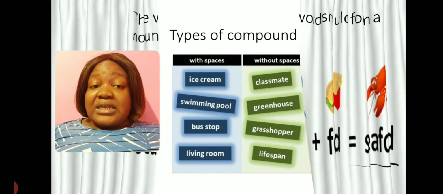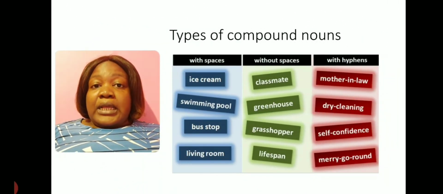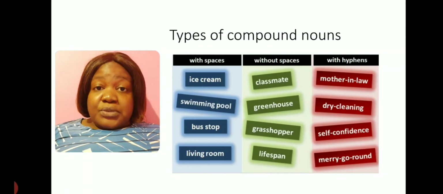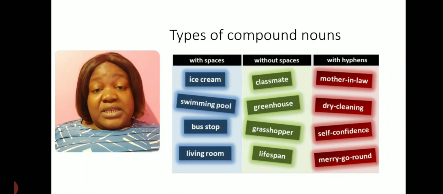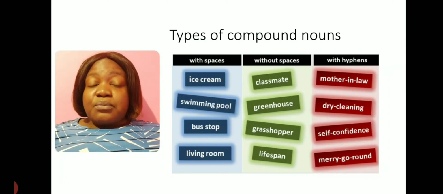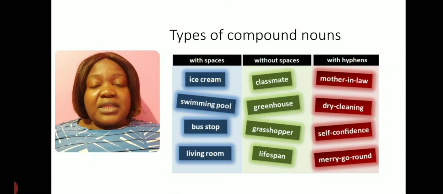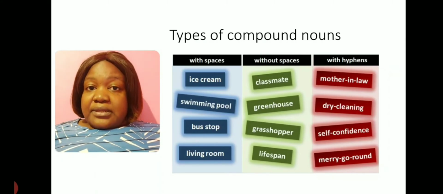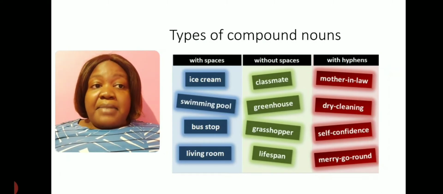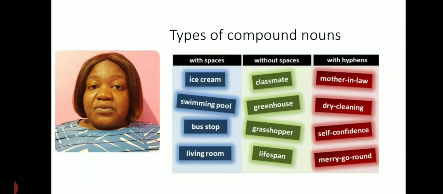Now here we have 3 types of compound nouns. Compound nouns vary from the different ways that they are joined together. One type has spaces in between, like ice cream, swimming pool, bus stop, living room, and so on. The other one doesn't have any spaces in between, like classmate, greenhouse, grasshopper, lifespan. And then there is another one that has a hyphen, which are mother-in-law, dry cleaning, self-confidence, and merry-go-round. These are all types of compound nouns.